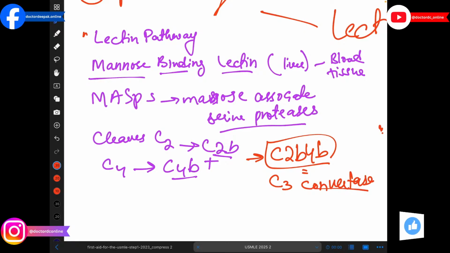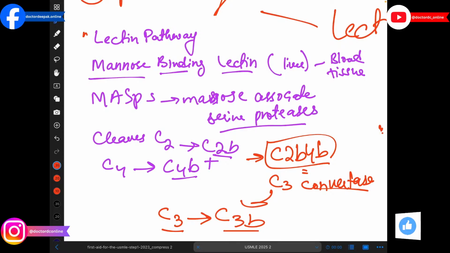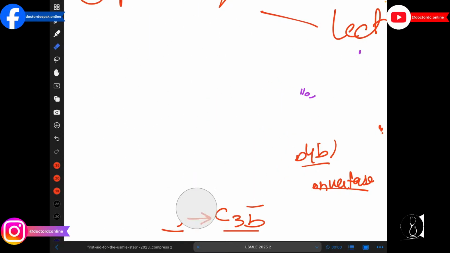And what is it going to do? It will again activate C3, converting C3 into C3b. Understand? This is our second pathway. The first one is the alternative pathway, which happens spontaneously. The second is the lectin pathway, which is triggered by the mannose binding lectin, in which we cleave C2 and C4 into C2b and C4b, making the enzyme C3 convertase that does the same step, converting C3 into C3b. Now we are going to the third pathway, the classical pathway.